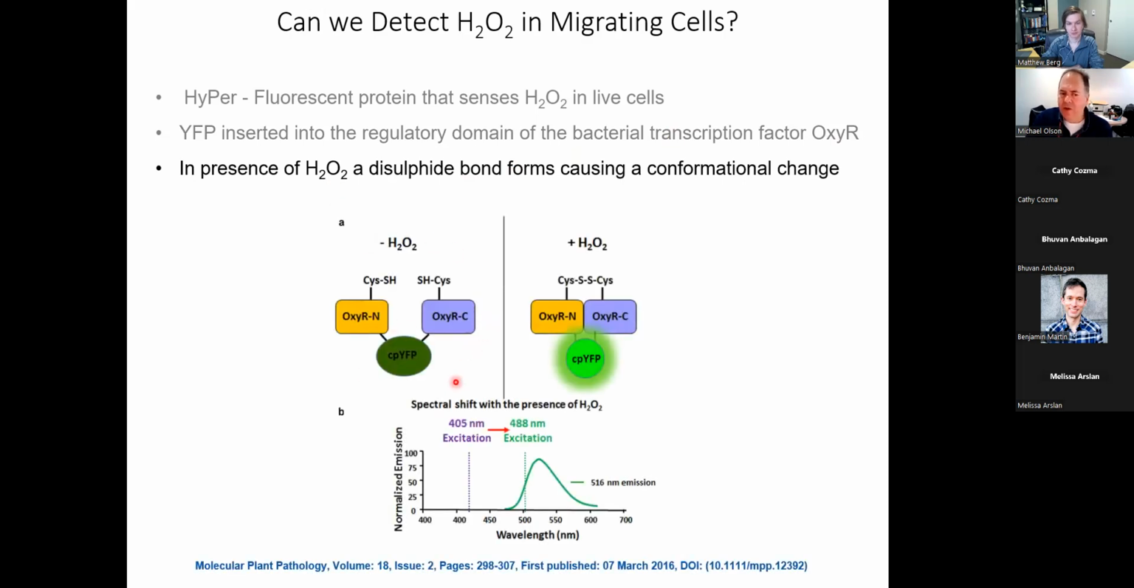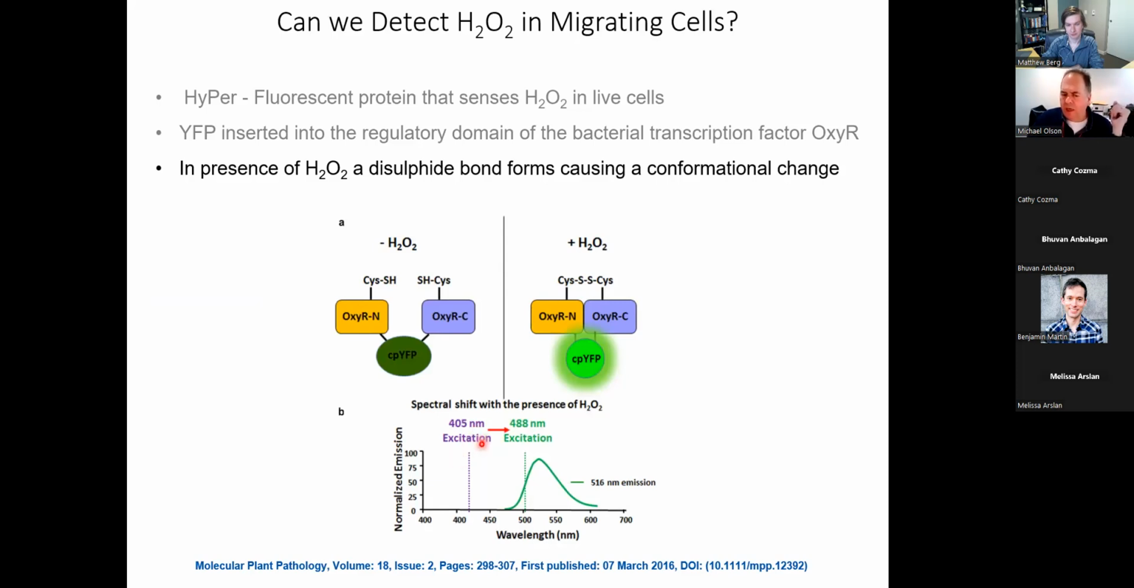And so this schematic diagram gives you an idea. Here is the YFP between these two domains of OxyR. Here are the two reduced cysteines. In the presence of hydrogen peroxide, you get that disulfide bond formation. And this brings the two domains together, and this causes a conformational change in YFP. And then, like I said, it changes the fluorescence properties of the YFP. And this can be sensed in terms of looking at a shift in the excitation of YFP.